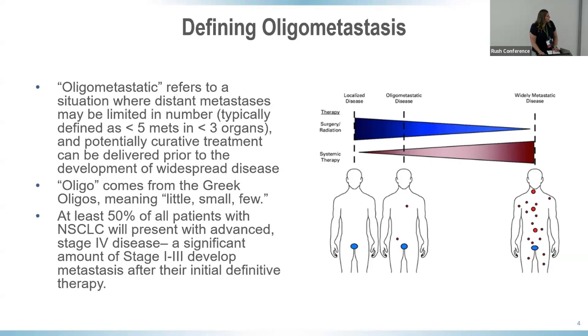And at least 50% of patients with non-small cell will present with advanced stage 4 disease. And it's also important to know that a significant amount of even early stage 1 to stage 3 will develop metastasis after their initial definitive therapy. So this picture I like because it shows the localized disease, an example of oligometastatic disease, and how that transitions to widely metastatic. Historically, these treatments weren't curative, but now we are seeing that we're more open to the concept based on the limited burden of disease that patients present with.